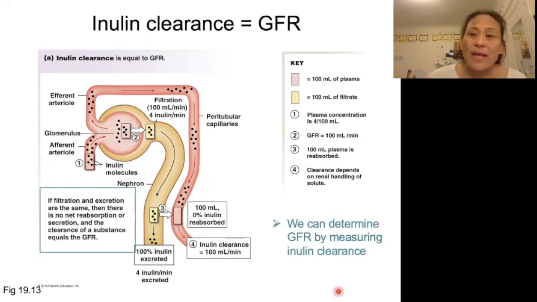So now that we know that inulin clearance is equal to the GFR, that's a really handy thing to know, because what that means is that we can just measure inulin clearance and that will tell us what the GFR is. And GFR is a really useful quantity for measuring in the kidneys. It measures kidney function; basically, the amount of filtration that you have happening in the kidneys is going to tell you about your kidney health.